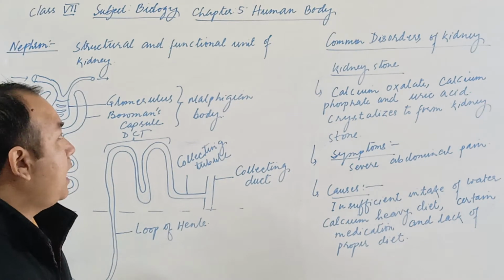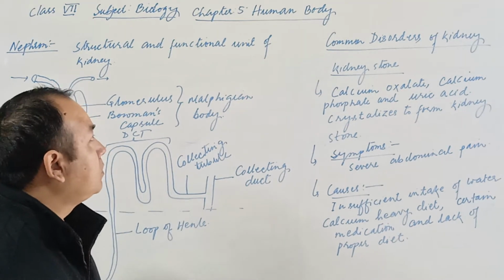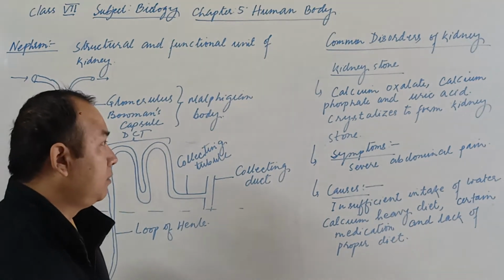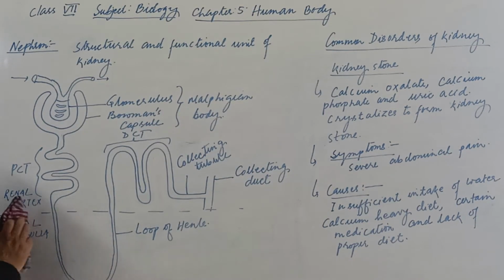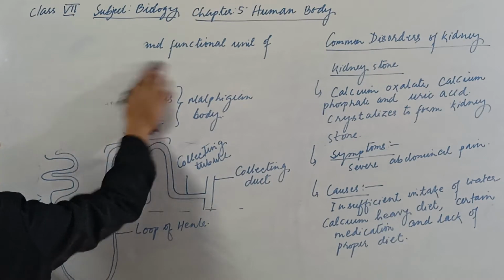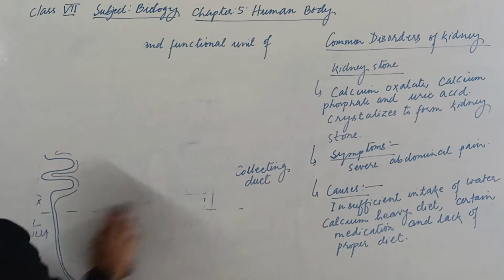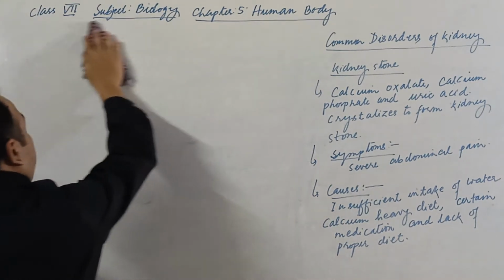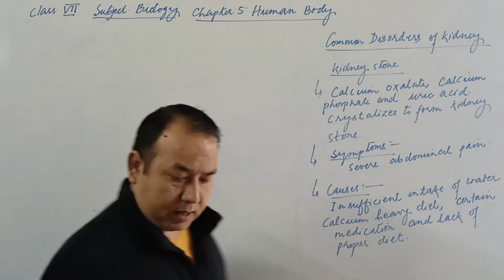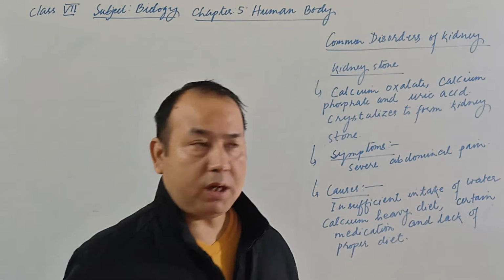Then again, after that comes common disorders of kidney. But before that, I think we have to go through the main function of kidney. Now, what is the role of the kidney? As we have already discussed, the kidney is involved in the filtration of blood and thus the removal of nitrogen waste.